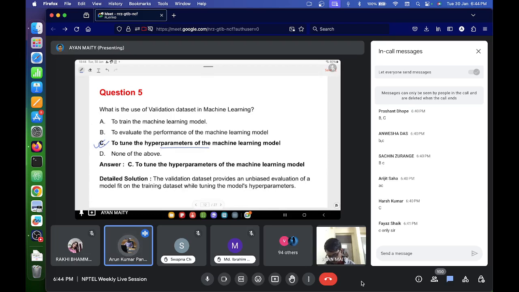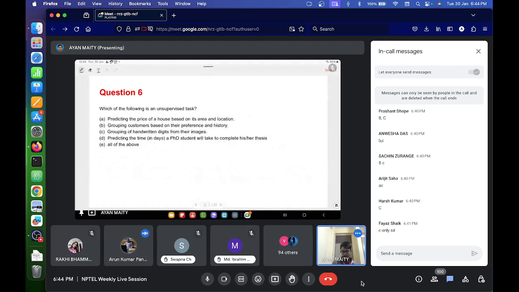Next question. Moving on to question 6. Which of the following is an unsupervised task? Predicting the price of a house based on its area and location, grouping customers based on their preference and history, grouping of handwritten digits from their images, predicting the time a PhD student will take to complete his or her thesis, and option E is all of the above.